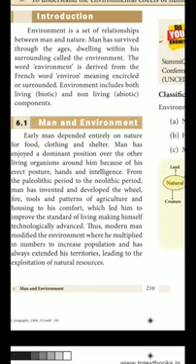Okay, so what do you know about this environment? Environment is the relationship between man and nature. From which word has it derived? From the French word environ, meaning encircled or surrounded. Okay, so it includes both biotic and abiotic components.